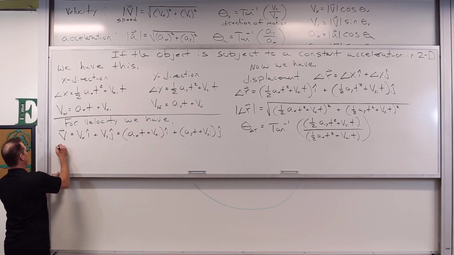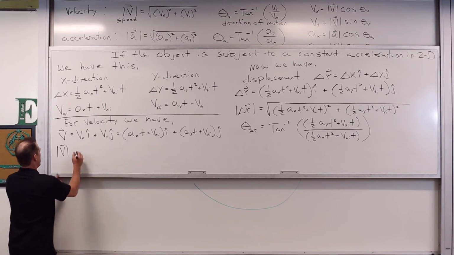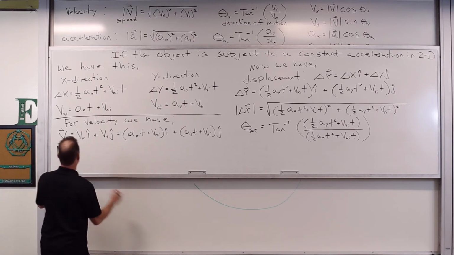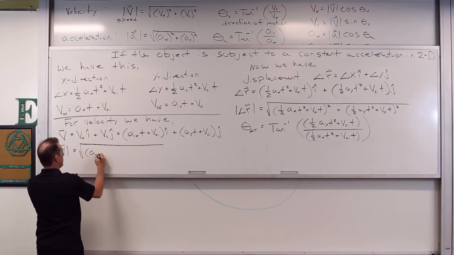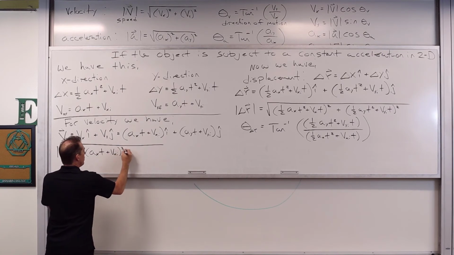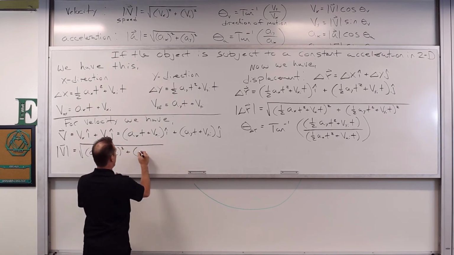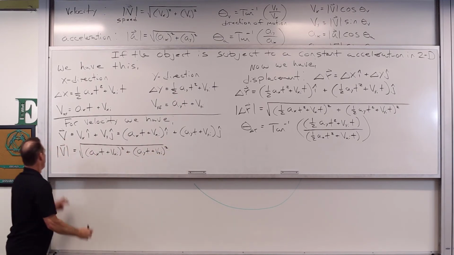And what else do we have? Commonly, we want to know how fast the object is really moving. What's its speed? Well, its speed under constant acceleration would be the square root of the x component, a x t plus v x i, quantity squared, plus the y component squared, a y t plus v y i, quantity squared.